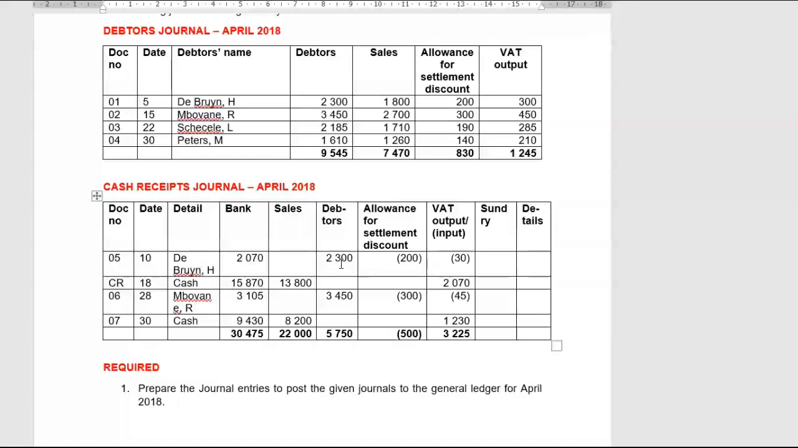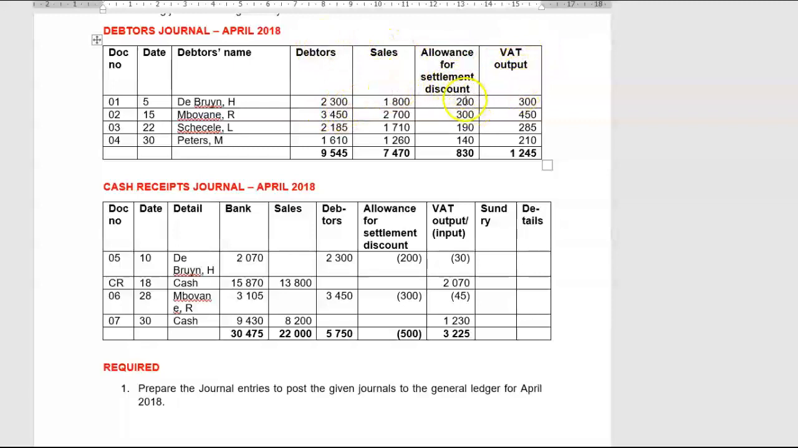Now, what is the difference between the 2,300 and the 2,070? The settlement discount that he has utilized. Now, that amount will be a VAT inclusive amount. What did we do when we created the first entry? We created an allowance for settlement discount, which was a VAT exclusive amount. So that amount we are going to take out of our books now. When we created the sales transaction, we credited sales, credited allowance for settlement discount, and credited VAT output.